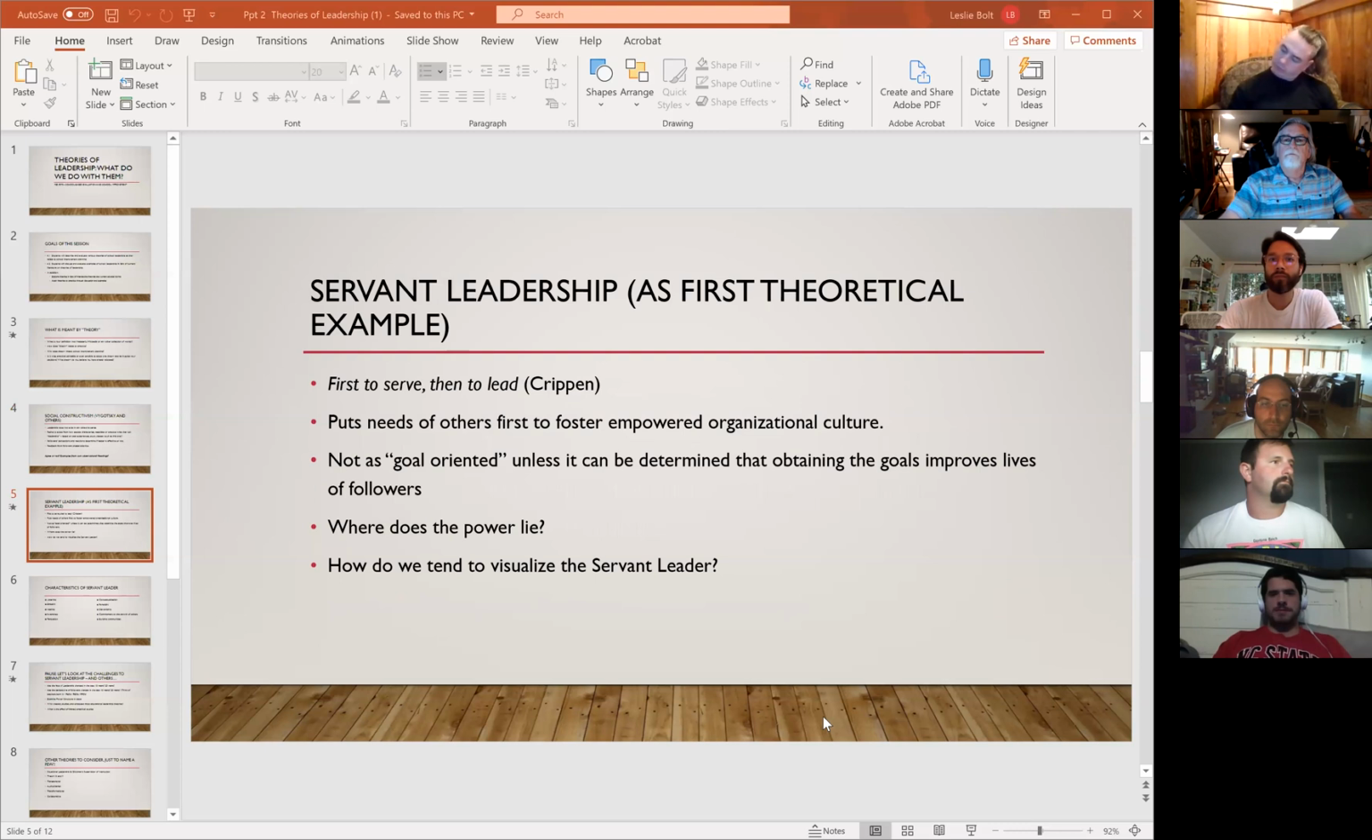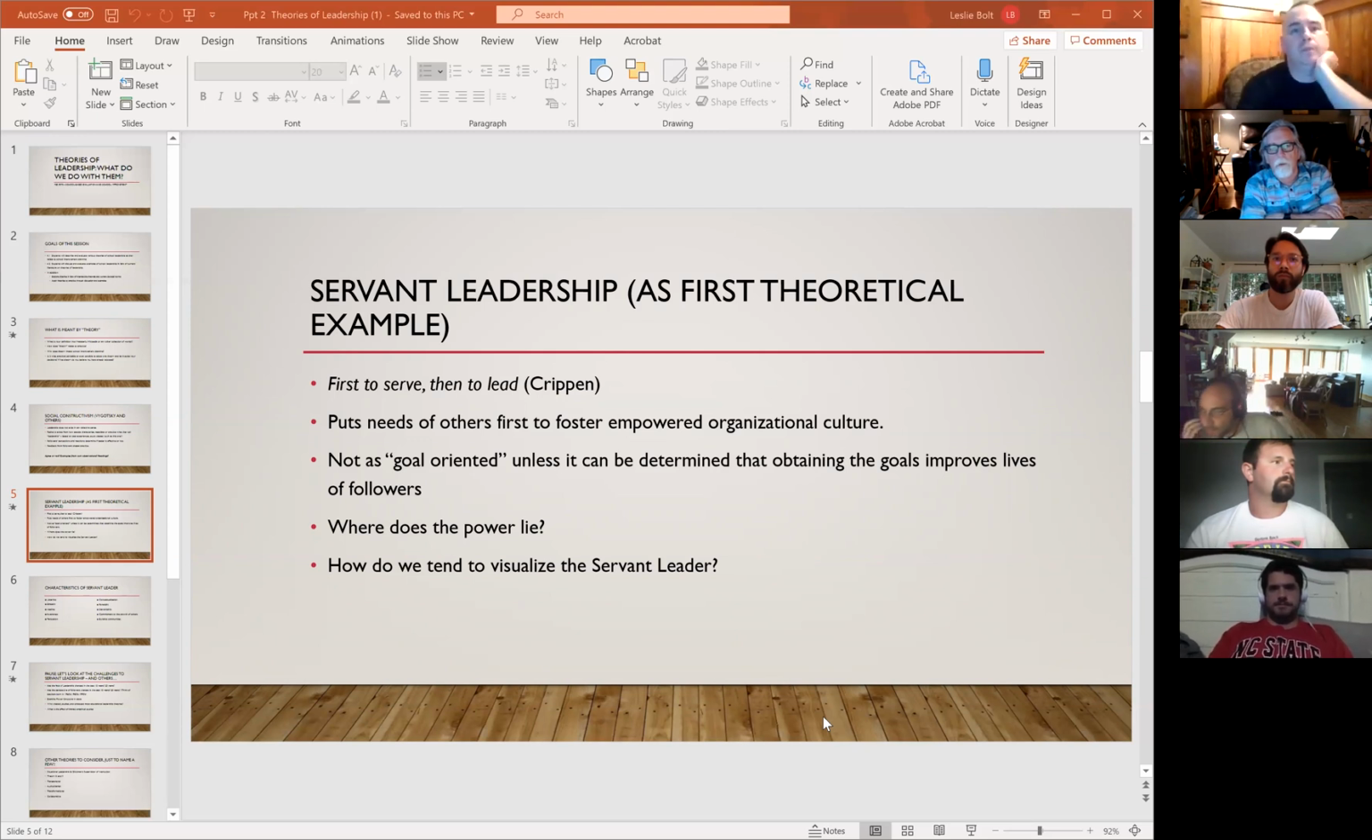Okay. Greenleaf talks about what he calls servant leadership. And this model is seen in some public schooling. It is fairly often seen in charter schools that have a particular focus around the notion of serving, or private schools that have the same notion.